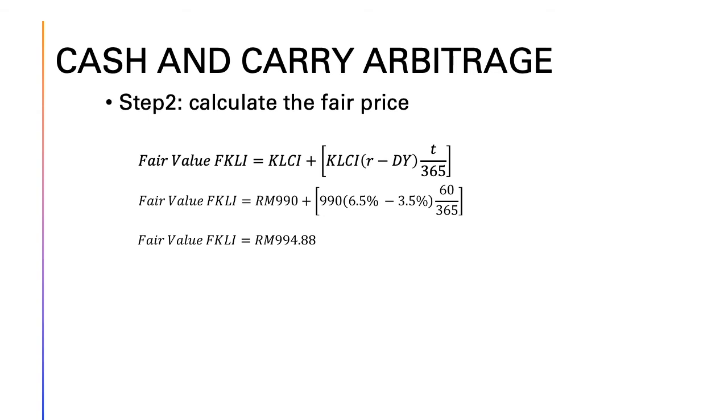Step number 2, you need to calculate fair price of FKLI. So the fair value of FKLI is equal to KLCI plus KLCI times R minus dividend yield times T divided by 365. So KLCI spot price today is at 990 plus 990 times interest rate given 6.5% minus dividend yield 3.5% times 60 divided by 365, so you get 994.88.